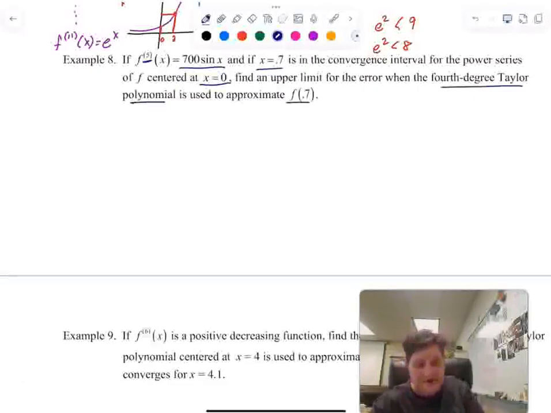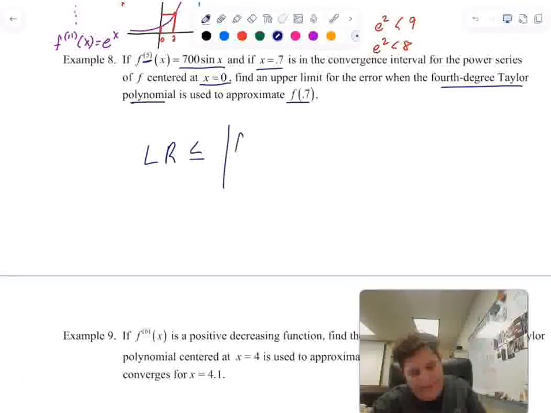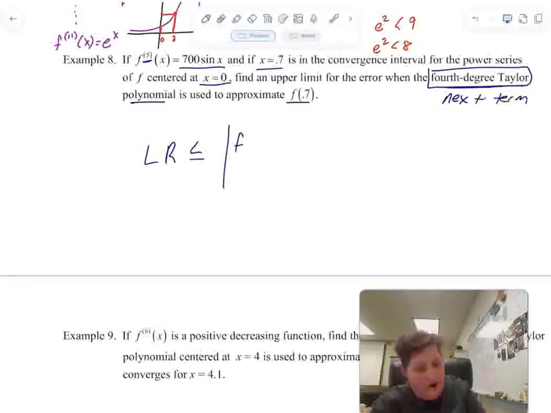Dude, that's a lot of stuff right there. That's a lot of information. But it did not tell me it was alternating. Now, for a fourth degree Taylor polynomial, if I go to the next term for my error, I'm going to the fifth.